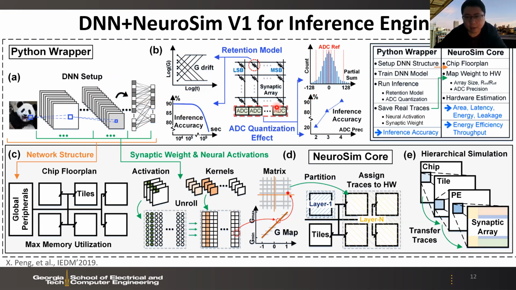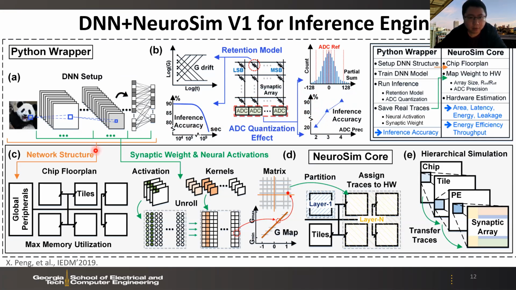And also the ADC may have limited precision to quantize the partial sum. Therefore, the ADC precision may also impact the inference accuracy. And also the ADC offset due to the process variation may also impact the accuracy. So basically the simulator can handle all of those non-ideal effects at the device level and the circuit level, and then we can report the inference accuracy under those hardware non-ideal effects. And this is done in Python for the accuracy.